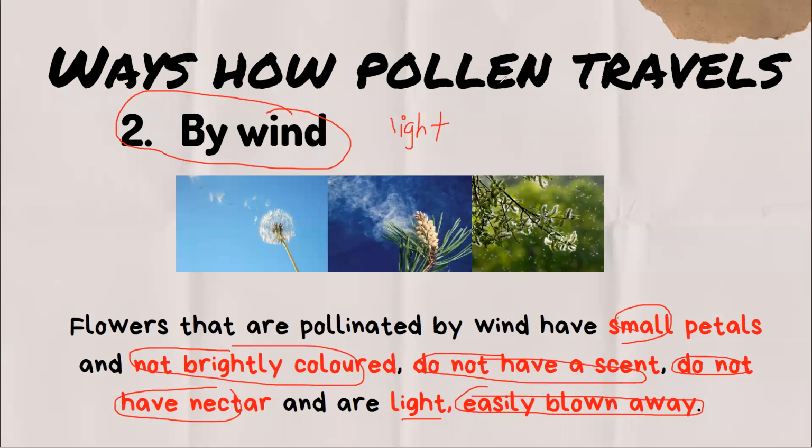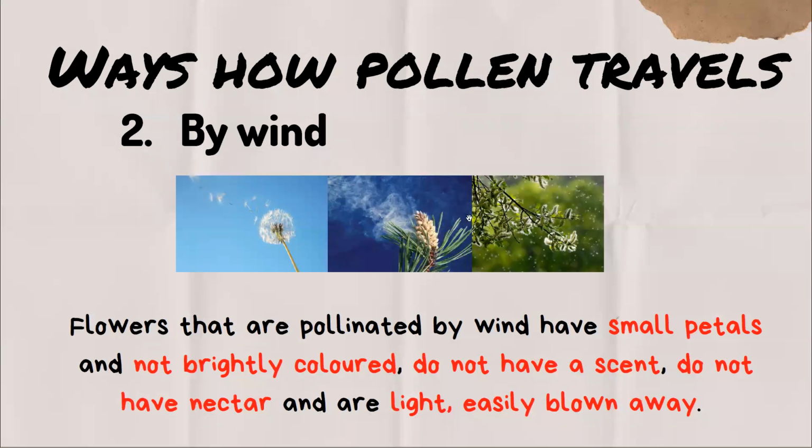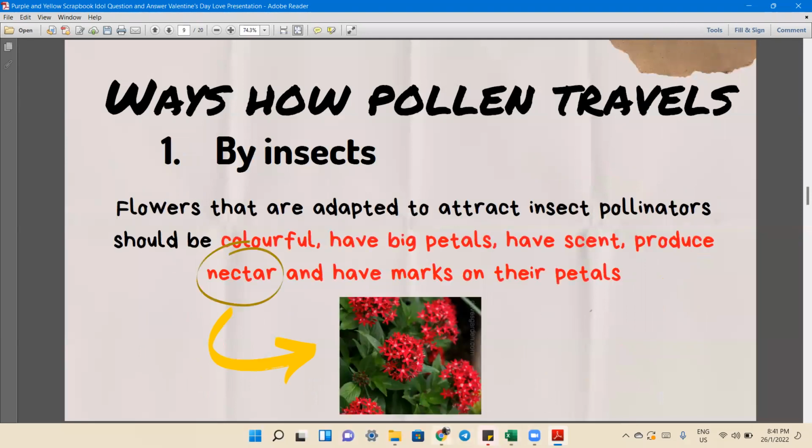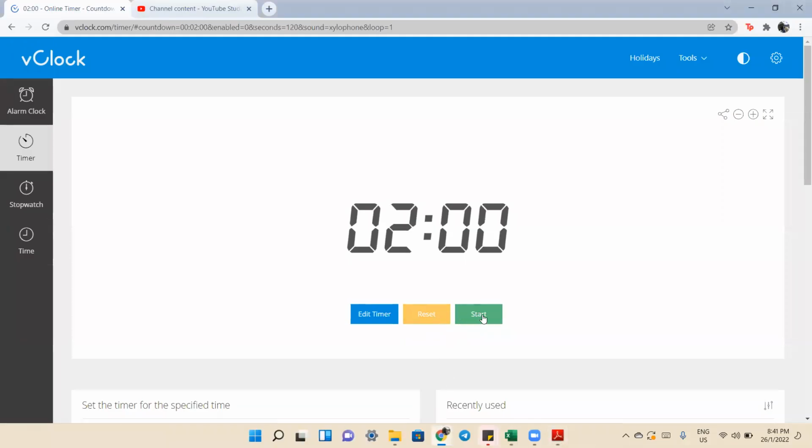I'll set a timer for 2 minutes. Look at all these adaptations: small petals, not brightly colored, no scent, no nectar, and light. There are 5 adaptations. I want you to close your eyes and tell me all 5 of them. Wait, let me change back to the previous slide. Okay, let me put the timer on. Let's go.